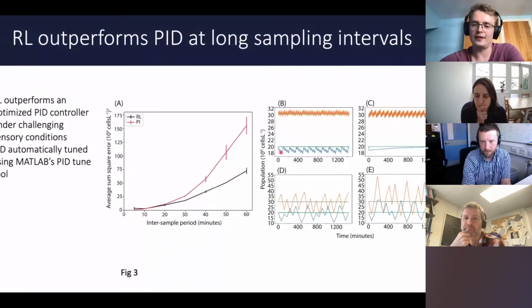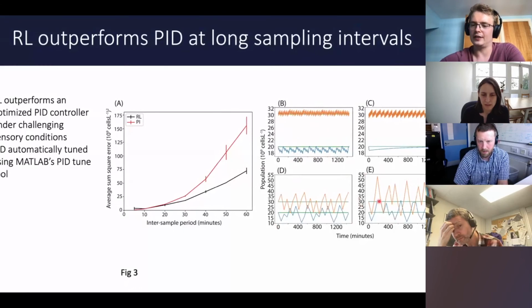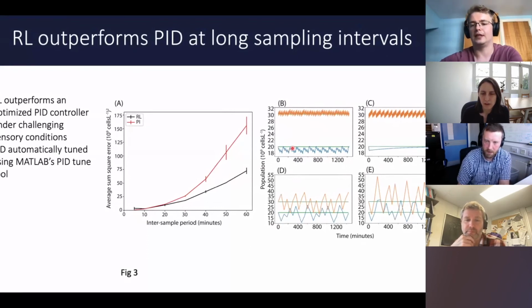I was just going to say these are the population levels at 5 minutes for the reinforcement learning and the PI control, and then this is them at 60 minutes, and you can see the PI control is much worse at 60, but at 5 they're very comparable. Okay, and the 5 and 60 that you just mentioned, those are the different intersample period values, right? Yeah, basically the extremes of the ones we tested.